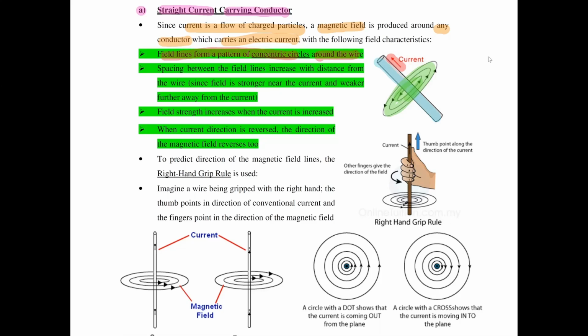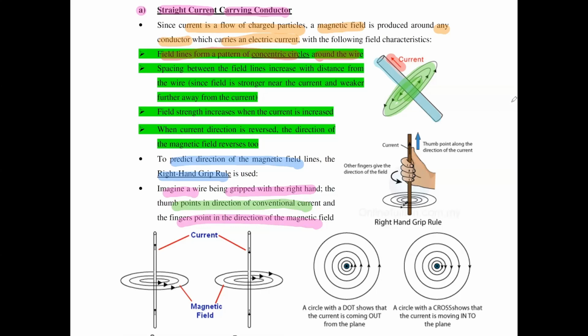And because magnetic field has a direction associated with it, how would you predict the direction of your magnetic field? To predict the direction, you will need to use something called the right-hand grip rule. You imagine the wire being gripped with your right hand such that the thumb points in the direction of the current and the fingers are pointing in the direction of the magnetic field.